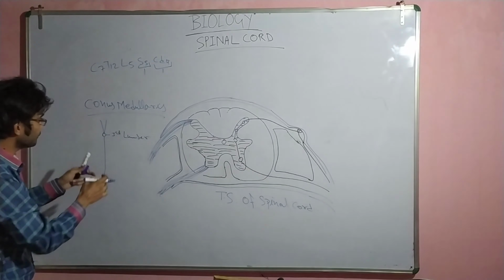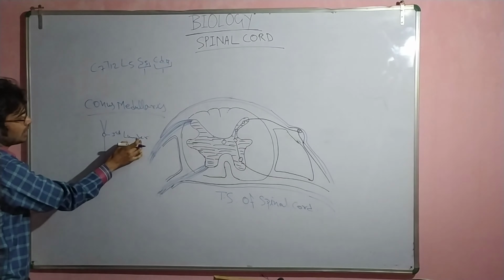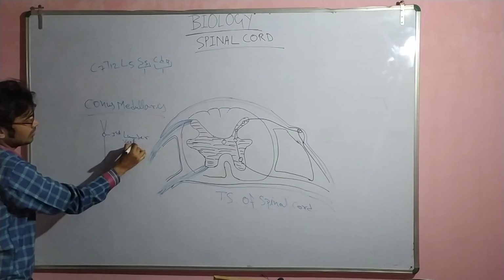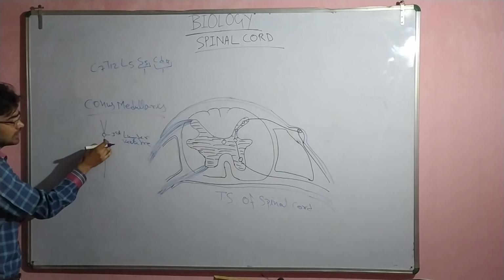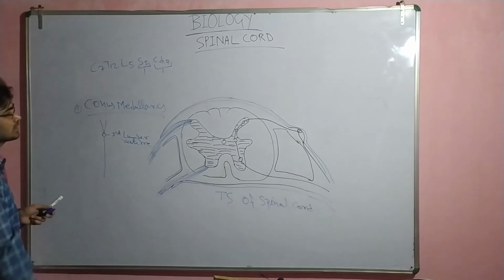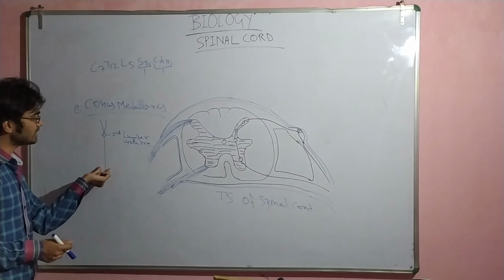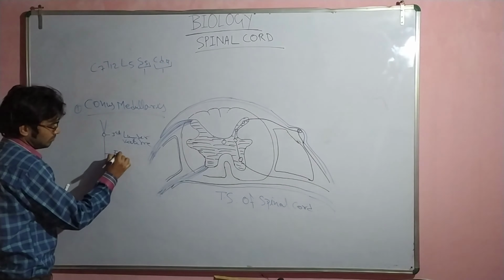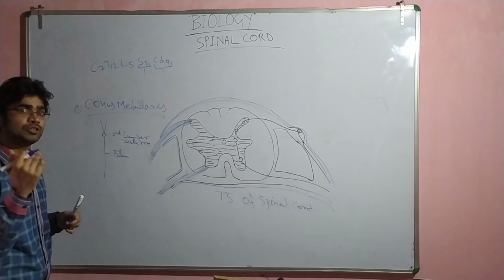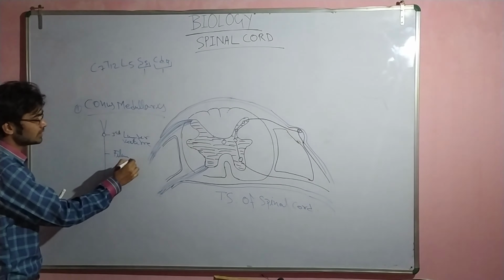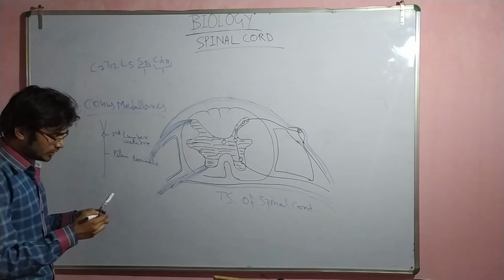So see this. This conus medullaris ends at first lumbar vertebrae, and from there comes one more structure, the filum terminale. This structure, the number one, this bob-like structure is called conus medullaris, and the thin string that runs from the conus medullaris is known as filum terminale. This runs up to the coccygeal region.